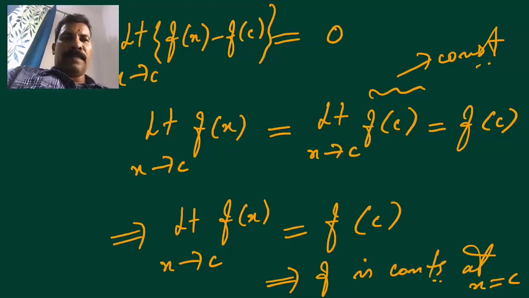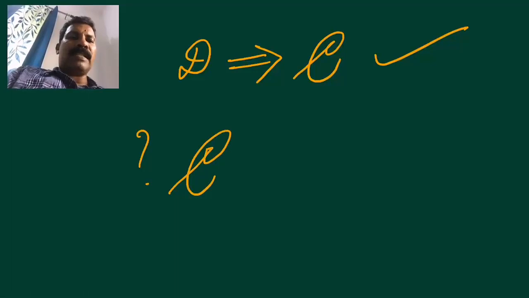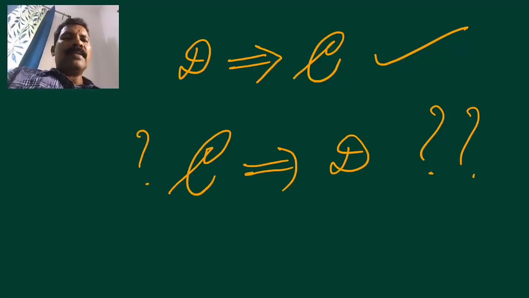at that point c. Thus we could prove that whenever a function is differentiable, it implies continuity. That is true. Then what about the converse of this property? That is, suppose the function is continuous, then can you claim that it is differentiable at that point? The answer is we cannot. Why?